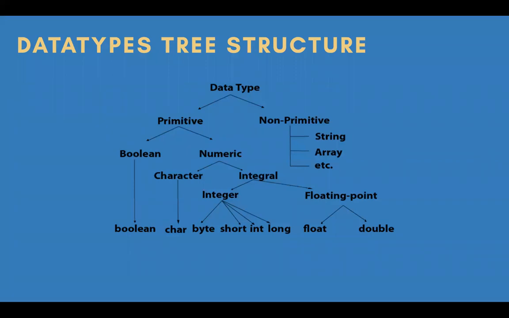Now let me move on to the next part. This is the data type tree structure. We have two types: primitive and non-primitive. In primitive, we have numeric and Boolean. Numeric can be categorized into integral and floating point. In integral, we have byte, short, int, long, and character. Then we have floating point: float and double. In non-primitive, we have string, array, etc. That is basically the tree structure for data types.